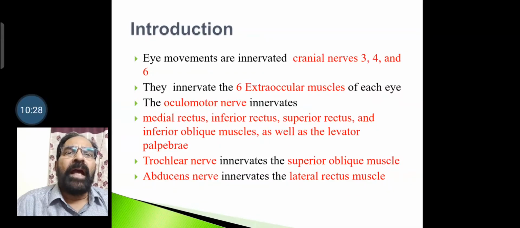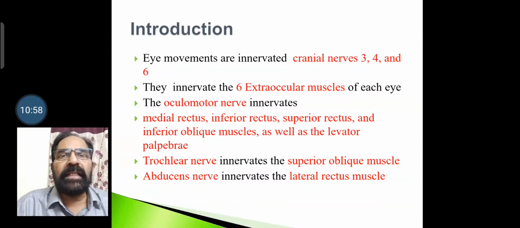So eye movements are innervated by cranial nerves 3rd, 4th and 6th. And these nerves will be innervating 6 extraocular muscles. The oculomotor nerve innervates medial rectus, inferior rectus, superior rectus, inferior oblique muscles as well as levator palpebrae superioris. The trochlear nerve innervates the superior oblique and abducens nerve innervates the lateral rectus.